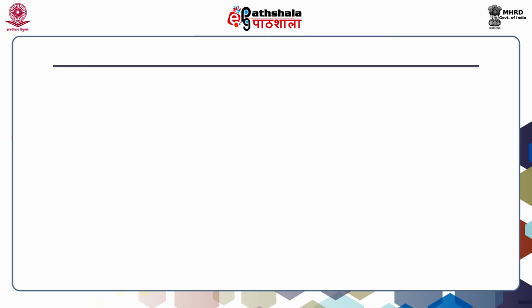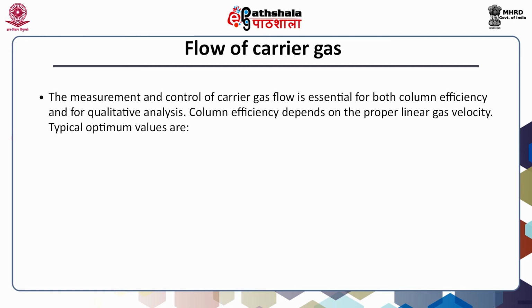Now we are moving to the next slide, to another very important component in GLC. Now, we are using gases, so the flow of the carrier gas is very important for the efficient separation of the different components in a mixture. This flow of carrier gas is generally measured by a flow meter, or nowadays the machines are coming with automatic flow control valves.